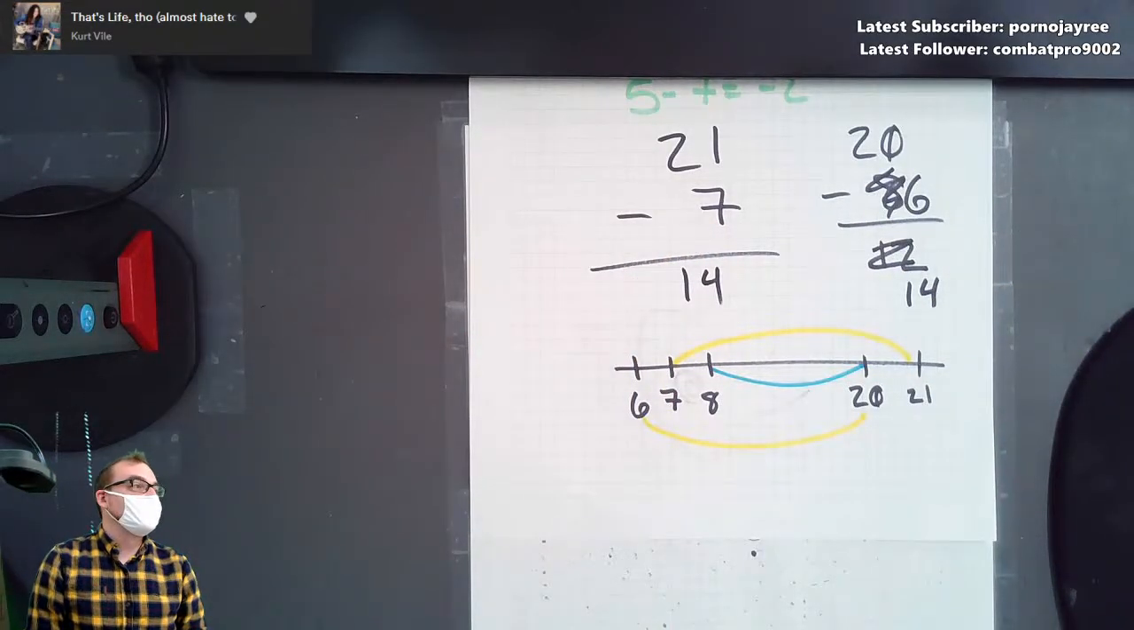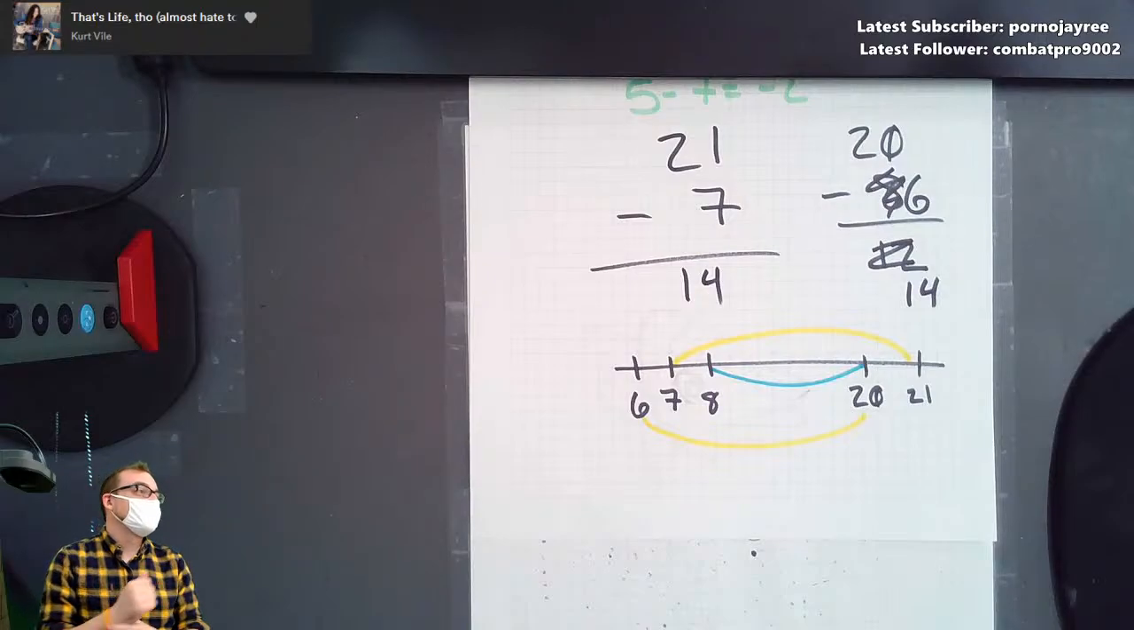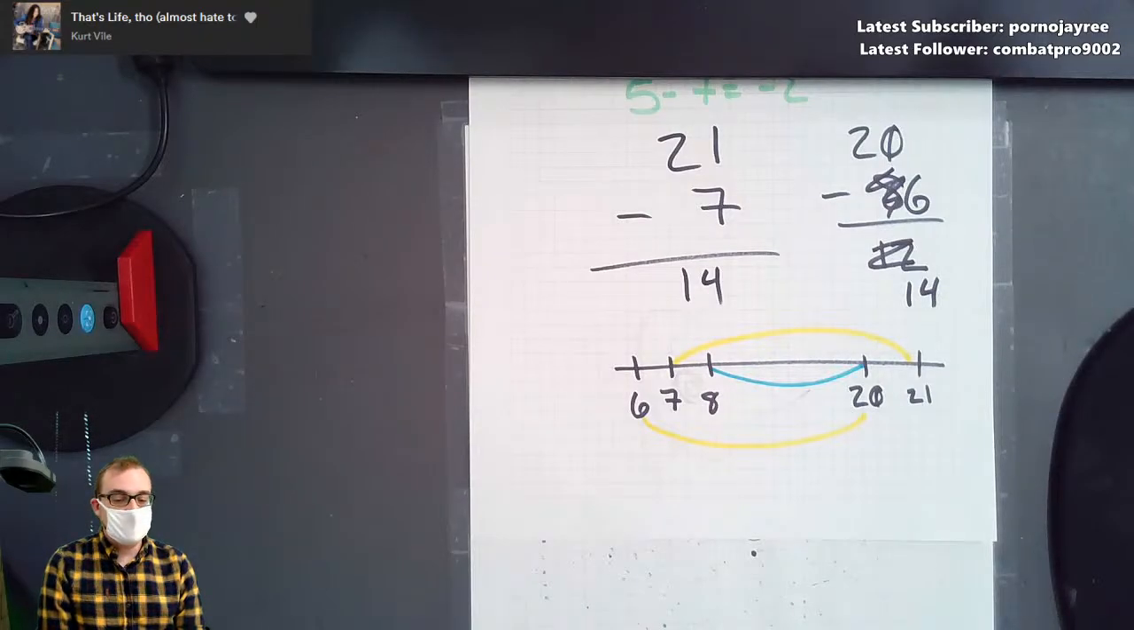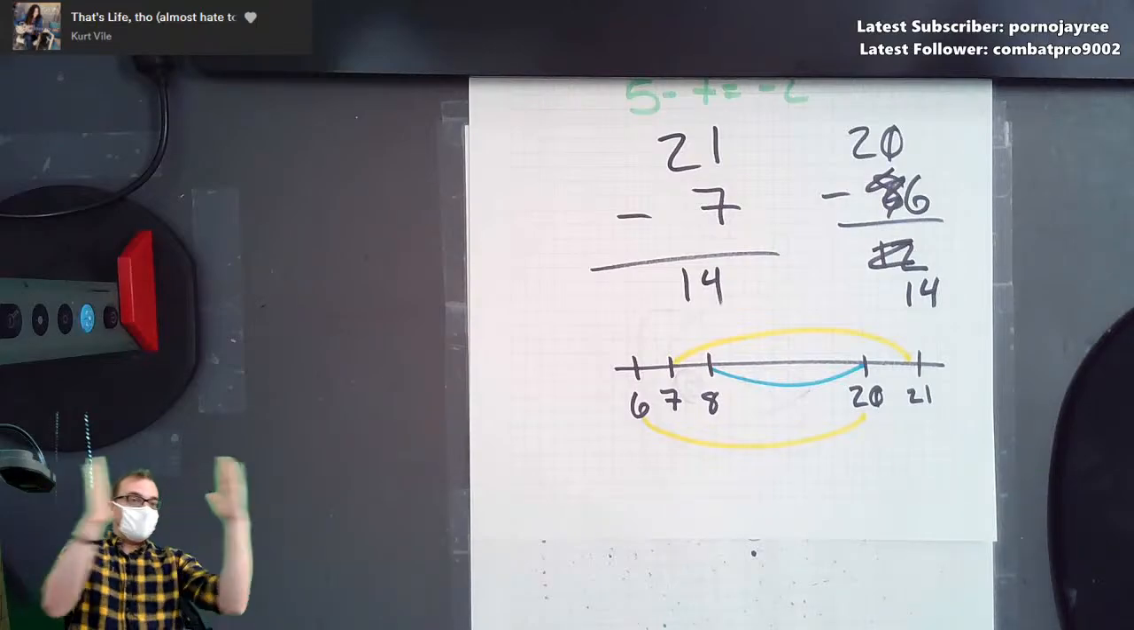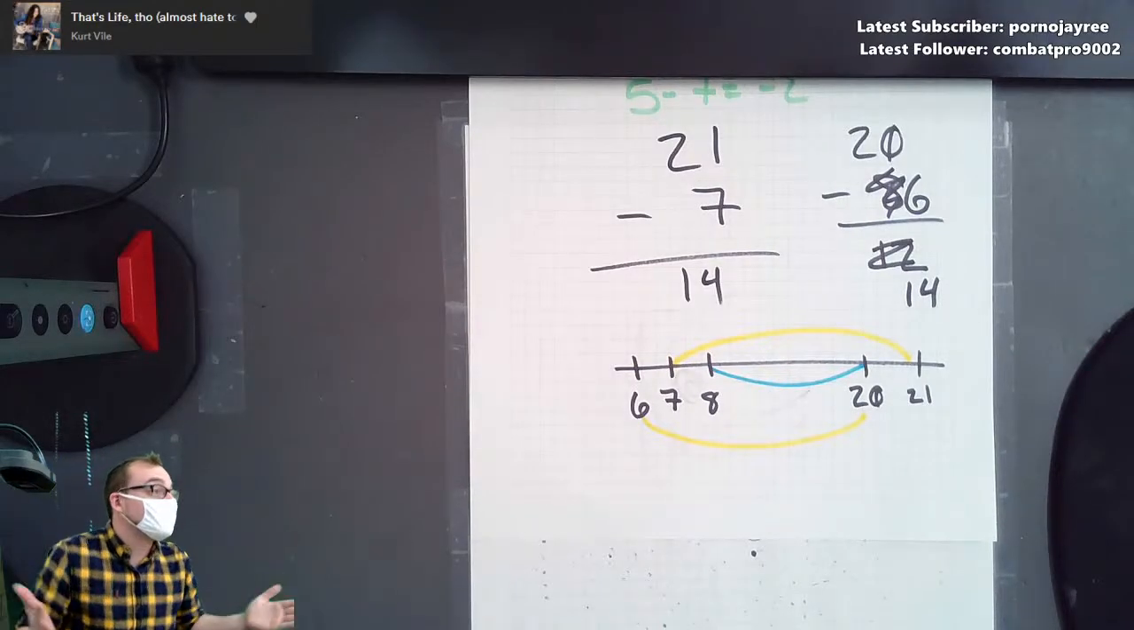Oh, that's brilliant. I learned that the other day, actually. It's okay. But do you see why it works? Because if you shift them both the same amount, the distance doesn't change. And what is subtraction? It's distance.